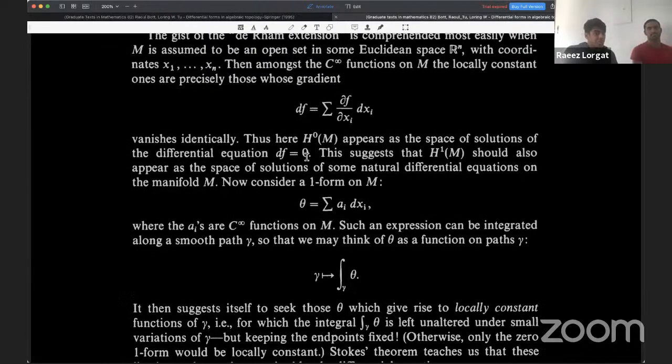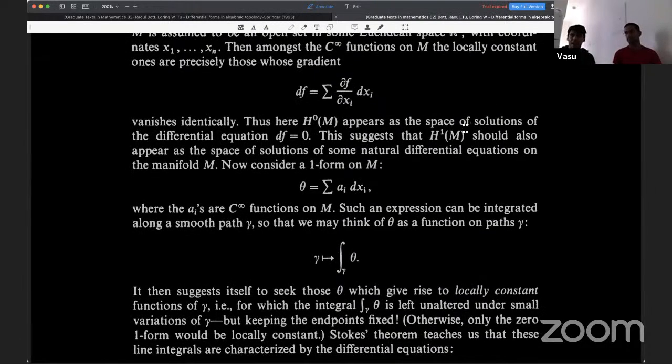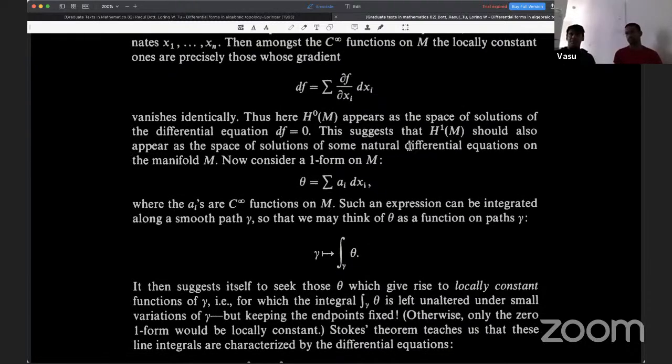Right? So now we've just redefined H0 as the space of solutions to the equation df = 0, right? Maybe H1 is also the space of solutions to some natural differential equation. Right? That's a good way to posit.